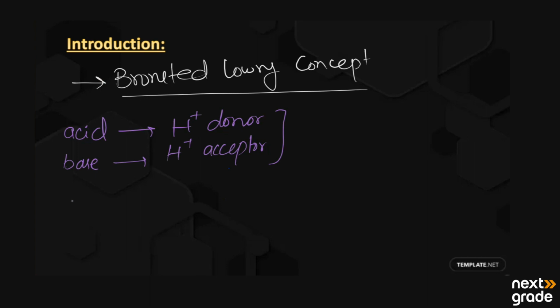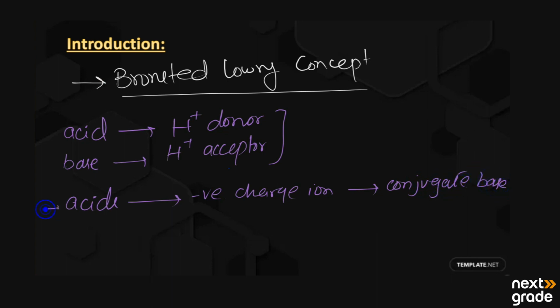If we have a look, acids after the donation of the proton change into negatively charged ions. These negatively charged ions are called conjugate bases or the conjugate base. On the other hand, a base can accept the proton, and after the acceptance of the proton it will change into a positively charged ion. Now this positively charged ion is known as the conjugate acid.